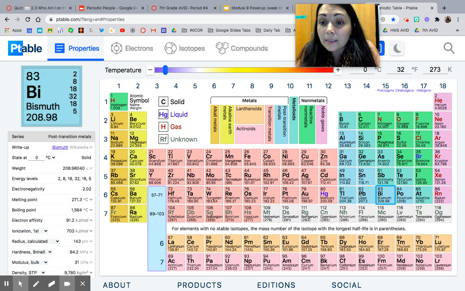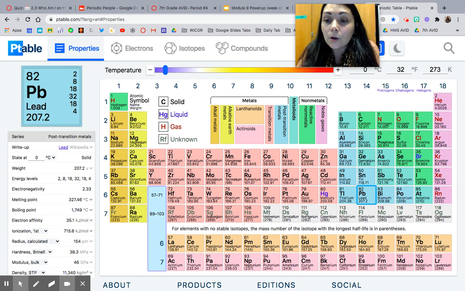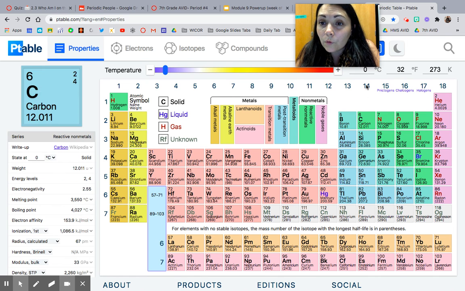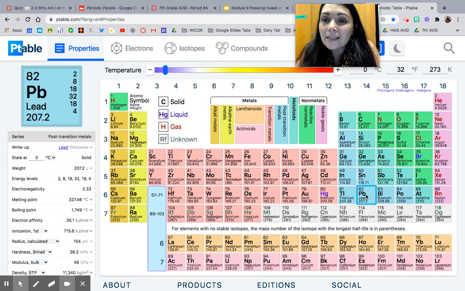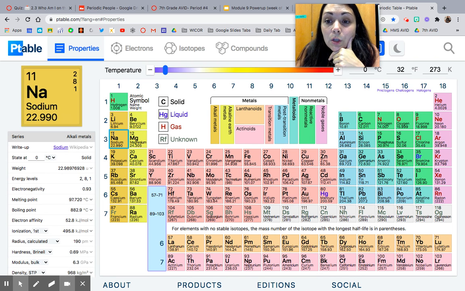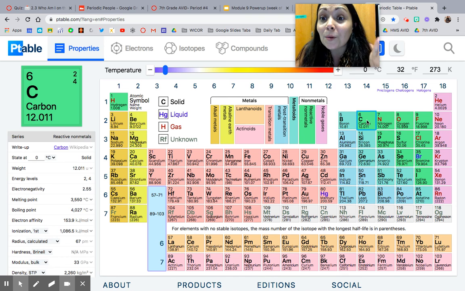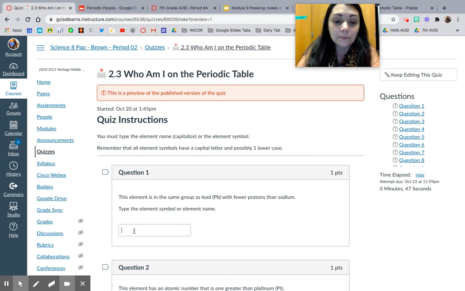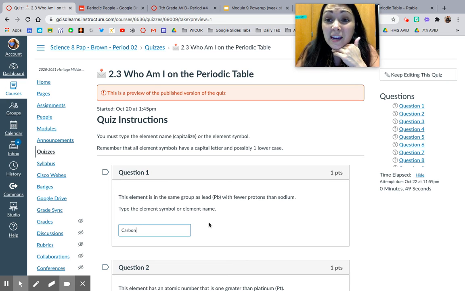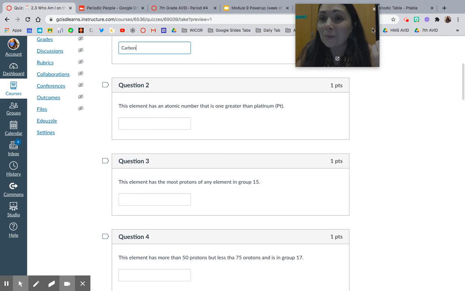Lead is right here and it's number 82. So it is in column 14. And it says it has fewer protons than sodium. So sodium is right here. It's number 11. So tin has 50 protons, so that's not less than 11. Germanium has 32, that's not less than 11. Silicon has 14, that's not less than 11. But carbon has 6, so that's less than 11. So I'll go here and I'll type carbon, and then I'll move on to the next one, y'all. And I've got to figure out what the other 19 mystery elements are.